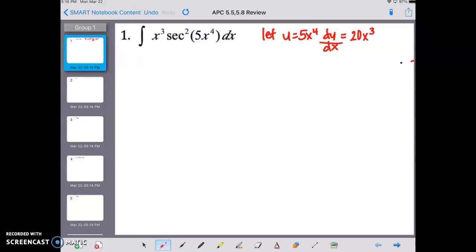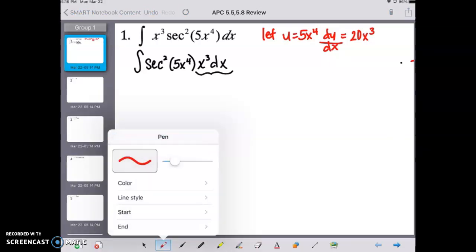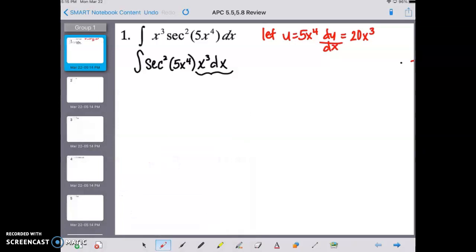Now if I rearrange my integral a little bit so that I can see the different pieces of it, I'm going to move that secant squared of 5x to the fourth first, and then I'm going to put the x cubed dx second. So again, I'm trying to find a match for x cubed dx. So when I go back over to my du dx equals 20x cubed, I want the x cubed and I want dx over there with it, so I'm going to multiply both sides by dx, but I'm going to divide both sides by 20. So I'm going to get du over 20 is equal to x cubed dx.